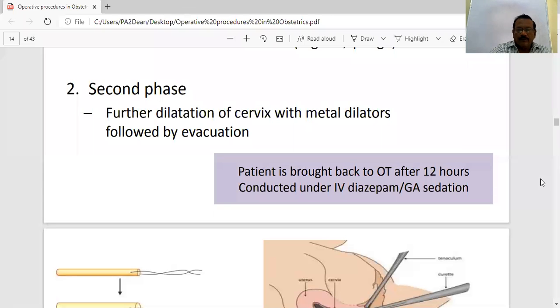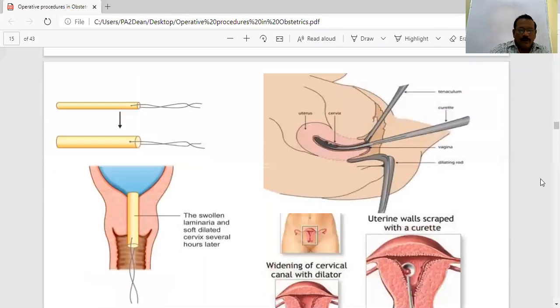This is the use of laminaria tent. Laminaria tent is a seaweed which is put inside the cervix. These are sterilized with the spirit. Then they are put in the cervical canal. By hygroscopic action, they dilate the cervix, because this laminaria tent is a seaweed which expands slowly and causes the cervical dilation.